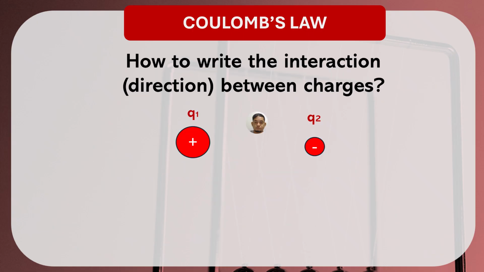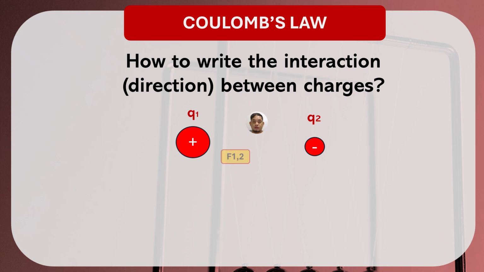All right. So, how to write the interaction or direction between charges. Focus your attention on this, because a lot of students might be confused on how to make this a variable. Let's say we have two charges. We have charge one, the positive, and charge two, the negative, or the proton, charge one, and the electron, charge two.